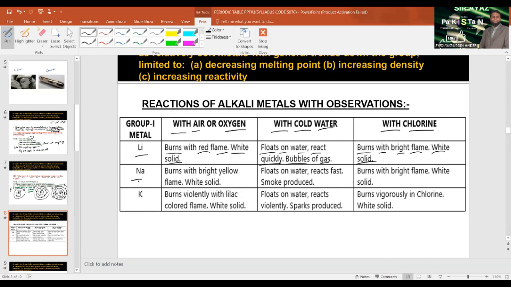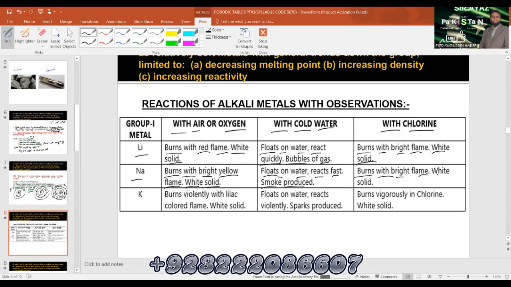What about sodium? Sodium with air or oxygen burns with a bright yellow flame and a white solid is produced. With cold water, it also floats on water, but reacts faster as compared to lithium. Smoke will be produced here. We will not get any bubbles, instead we'll get smoke. What about chlorine? When it reacts with chlorine, it burns with a bright flame, just like lithium. Again, a white solid is produced.